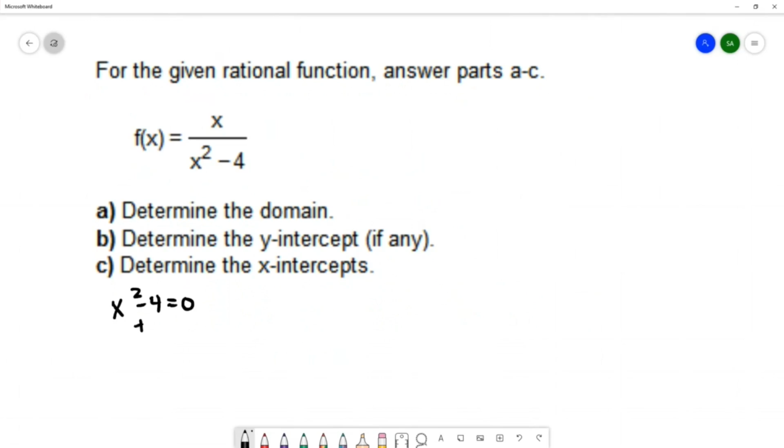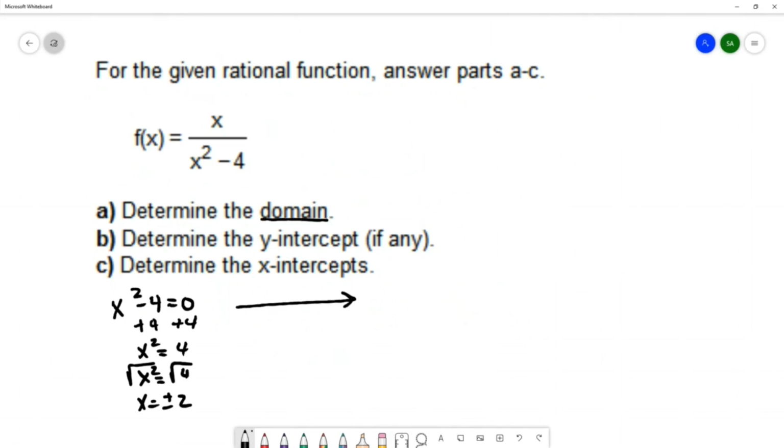So I can add 4 to both sides, and that gives x squared equals 4. I can square root both sides, and that gives x equals plus or minus 2. These are our restricted values. All other real numbers will be a part of our domain.